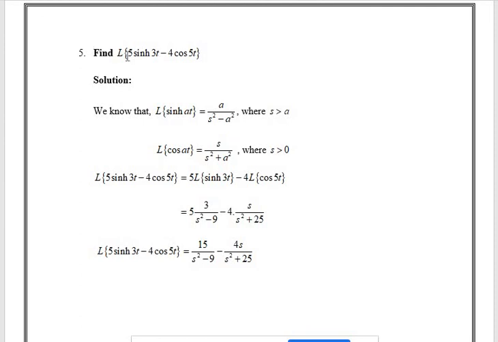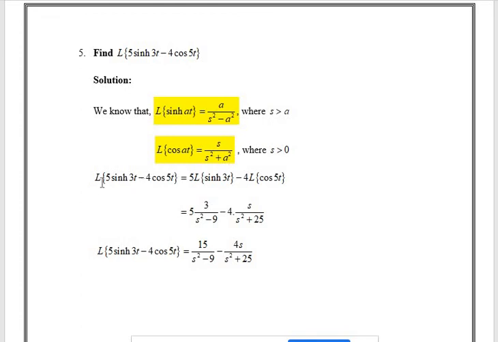Find Laplace transformation of 5 sin hyperbolic 3t minus 4 cos 5t. Here we have to use the Laplace transformation of sin hyperbolic at, which is equal to a by s square minus a square. And another formula, Laplace transformation of cos at is equal to s by s square plus a square.